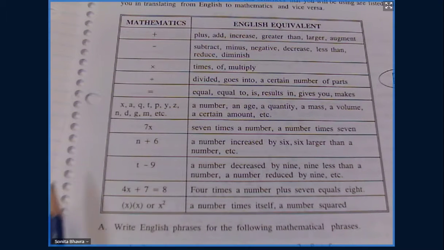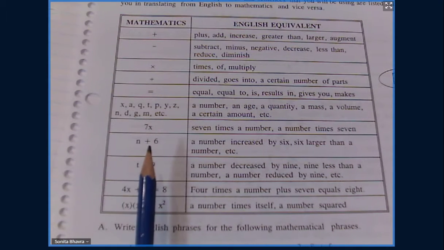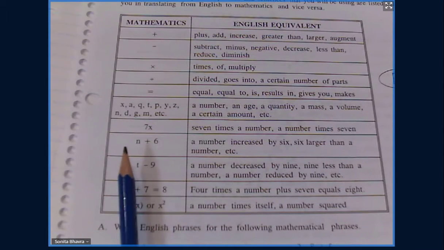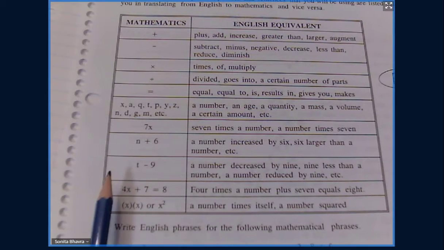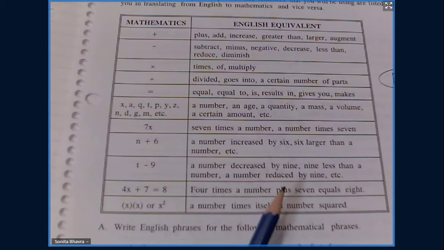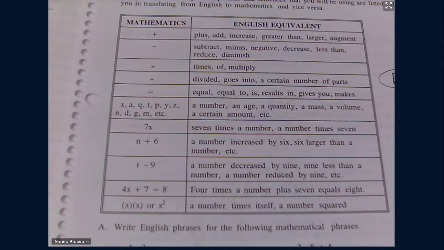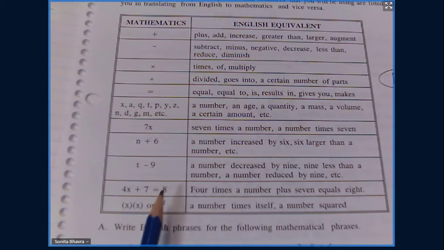N plus 6. So n, again, is the variable. It's plus 6. So it's a number. It could be a number increased by 6. It could be 6 larger than a number. So it is important the order you are writing your expressions in. Otherwise, when you have to solve them, it could turn out to be wrong. T minus 9 here, it's a number decreased by 9, 9 less than a number, reduced by 9. So it's not 9 minus t. It is very important that you've written it in the right order. It's t minus 9.